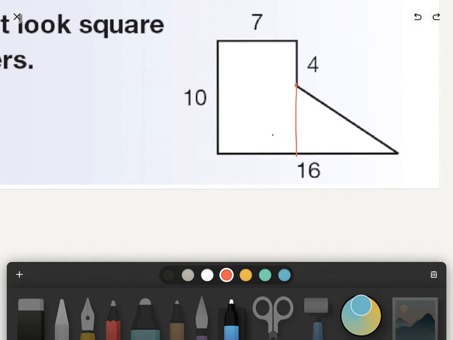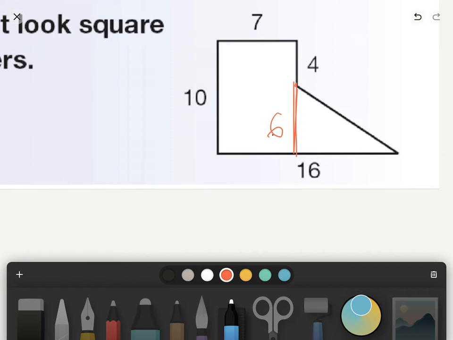Okay, so getting my triangle, I need to figure out the height. If this is 10 in length and this is 4 in length, then how long does this have to be? Yes, 6. Don't use the unsure. Because 10 minus 4.